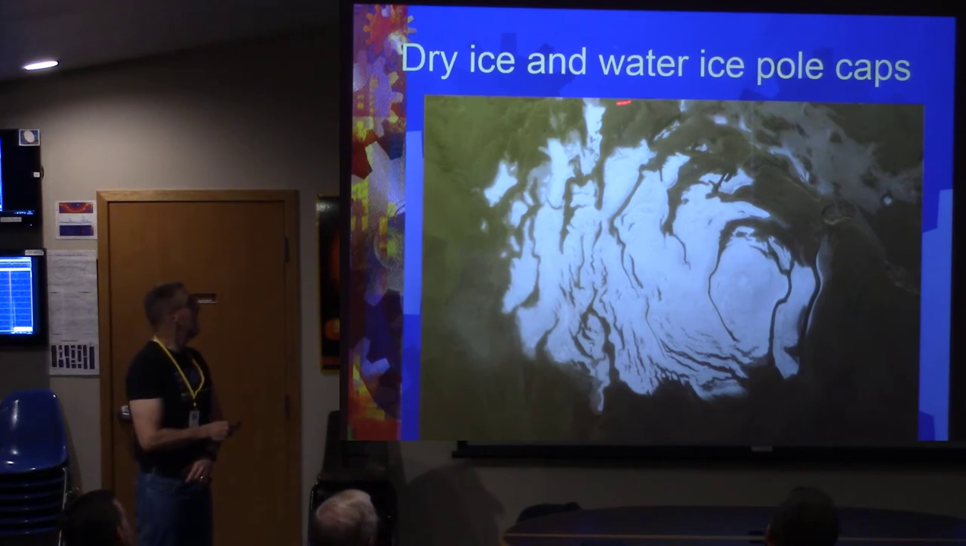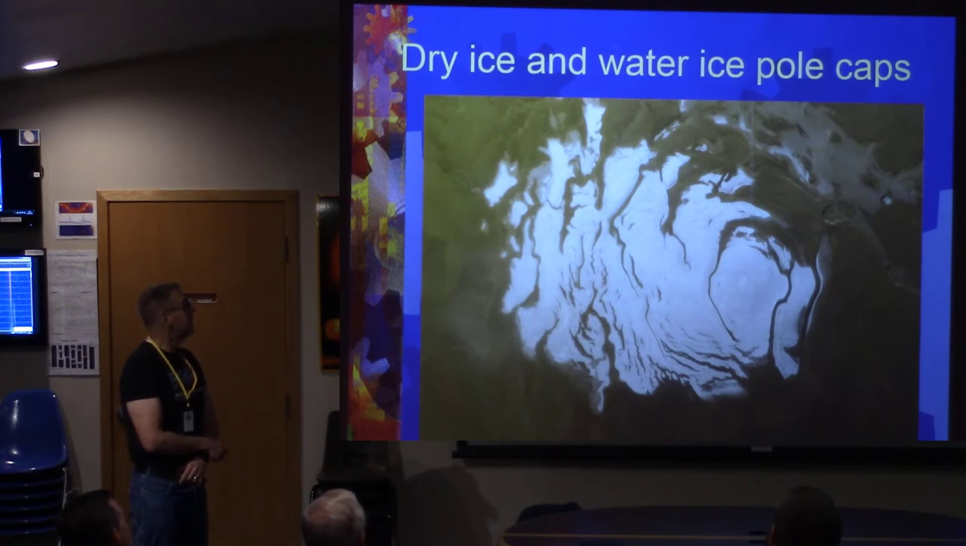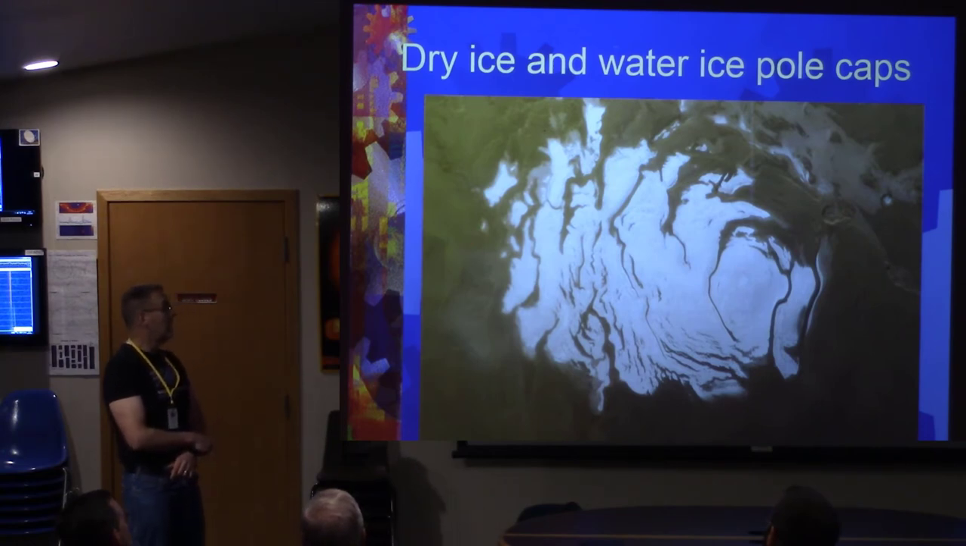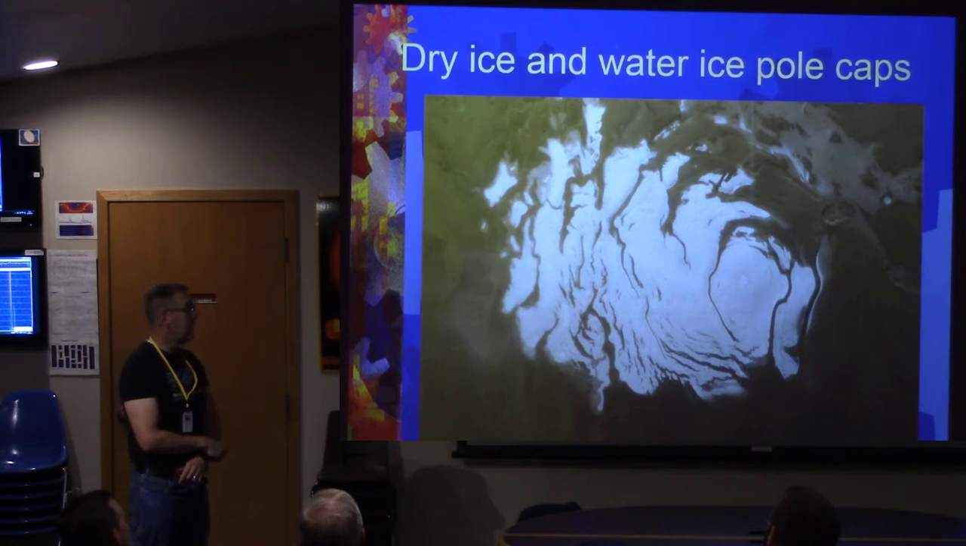So we get dry ice, frozen carbon dioxide, and water ice at the poles. Every spring, summer on the hemisphere, the dry ice vaporizes, going from a solid to a gas, so it sublimates. And the atmospheric pressure of the entire planet goes up a little, but the water stays put.